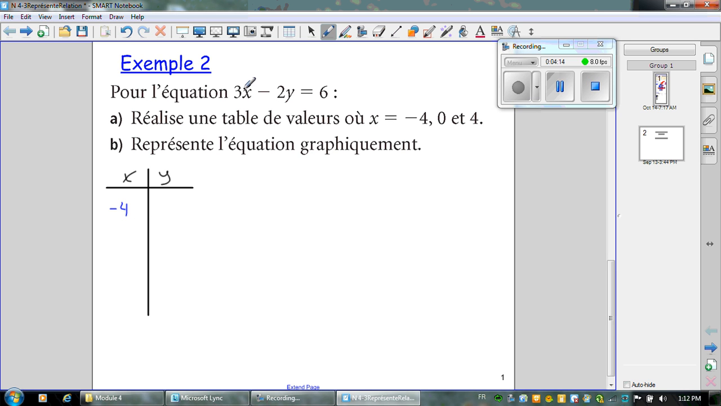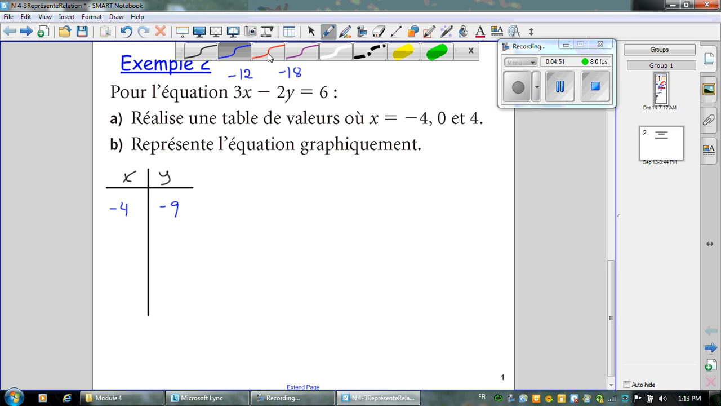So if x is -4, we have 3 times -4, which is -12. So I need to solve -12 minus what number gives me 6? So what has a difference of 6 with -12? The answer is -18. It has a difference of +6. So 2 times what number gives me -18? -9.